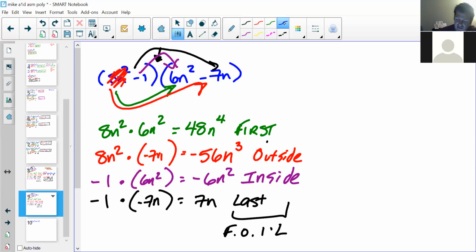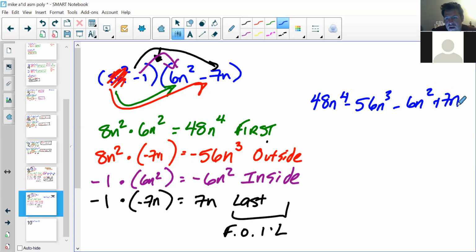I'm going to rewrite out each of the terms that we have here. I'm going to do that to kind of show here that we no longer have any multiplication going on in the problem. I got 48n to the fourth power minus 56n to the third power minus 6n squared plus 7n.